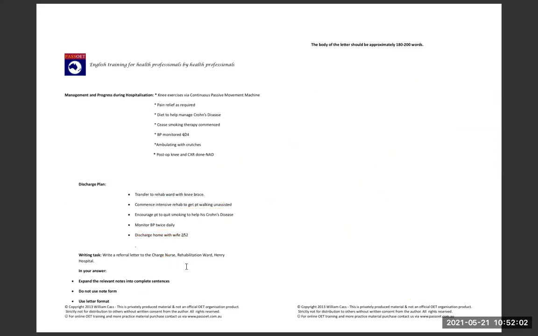So now we have got that we are writing the letter to the charge nurse. This is the first thing we have understood. And the second thing is we are transferring the patient with the knee brace, and we want him to get intensive rehabilitation therapy so that he can walk unassisted, and encourage the patient to quit smoking and monitor blood pressure. So these are the things that we should be selecting from the data that would be given on the front page.